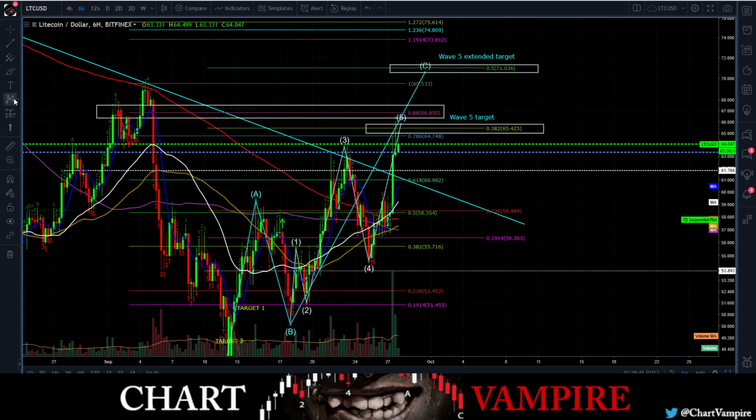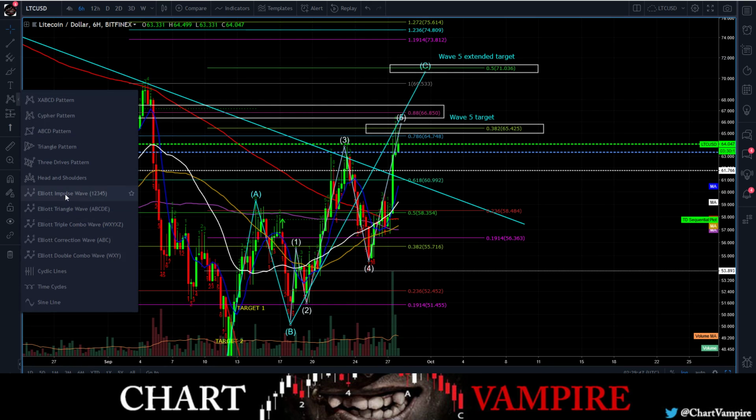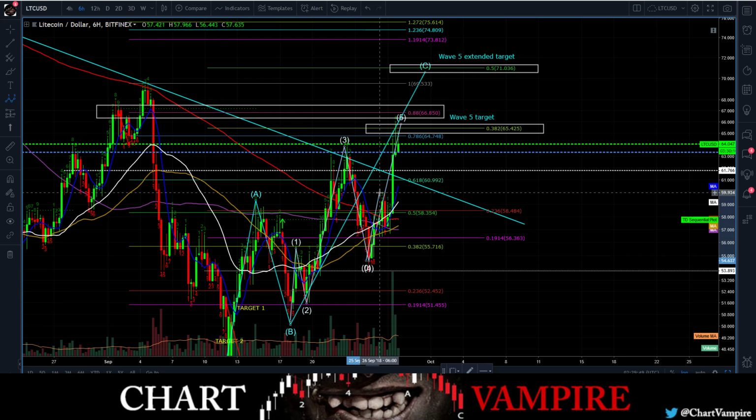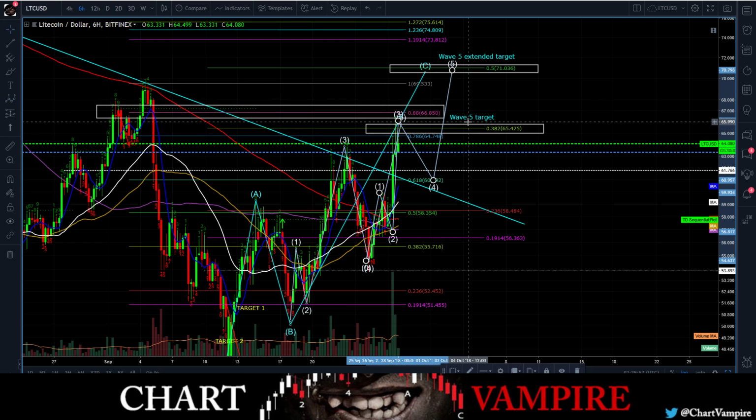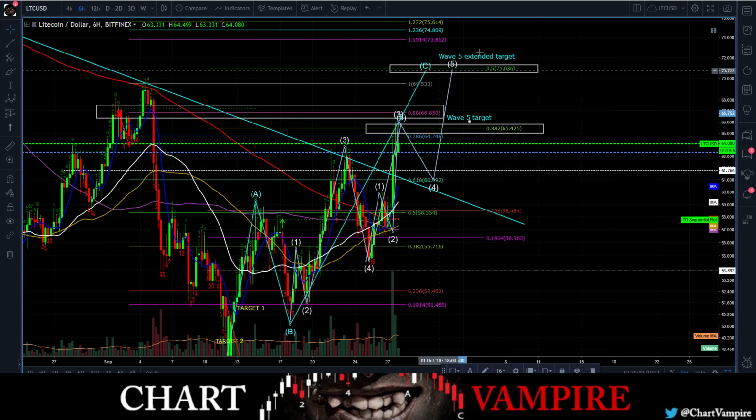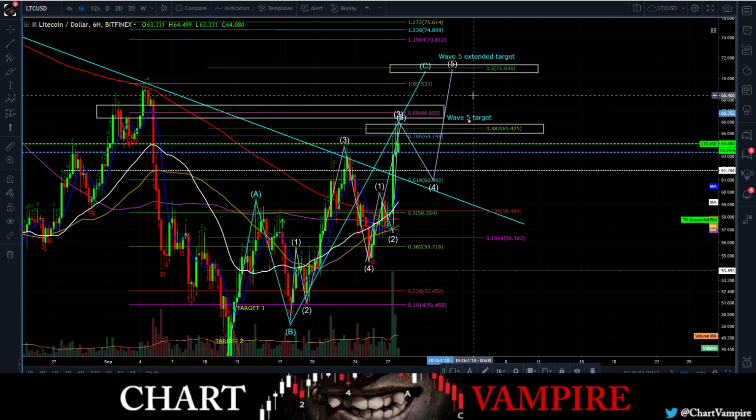So if I were to count this out, I'm bullish. I would be very bullish here. Three, probably four, you know, are you going to tickle there? Are you going to tickle here? So wave five target, right? Could be either one of these. Extended wave five could be way up here.